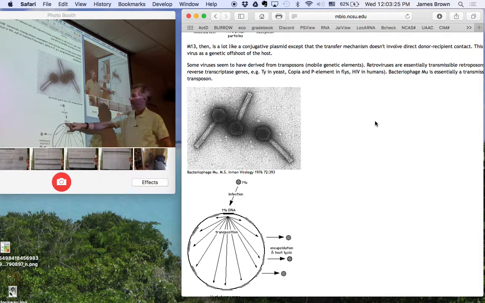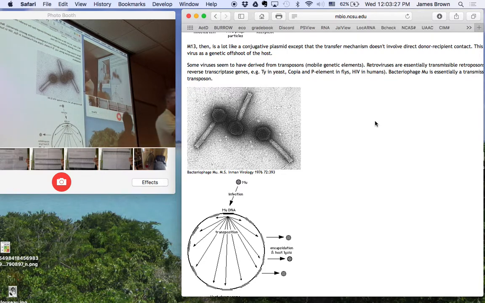When Mu is in the host, it measures the state of the cell. If the cell is metabolically healthy, it stays put. It shuts off transposition, and it sits there quietly because the cell is growing, it's reproducing, and the Mu gets reproduced passively as a result, and it ends up in all the offspring of that host.